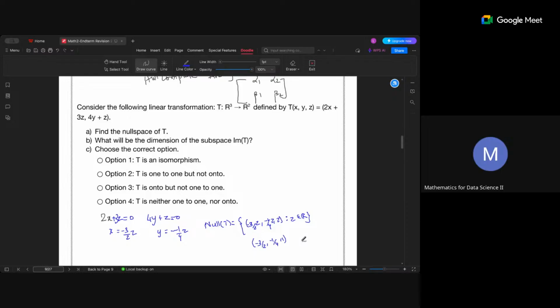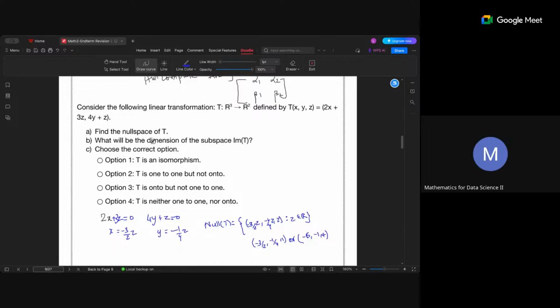Okay, so if you multiply it by 4, you will have minus 6 here, and then here minus 1 and 4. I'm multiplying with 4, and the last term is 4. Yes, it's 4. So minus 6, minus 1, 4. Okay, so now this is a basis for the null space of T.